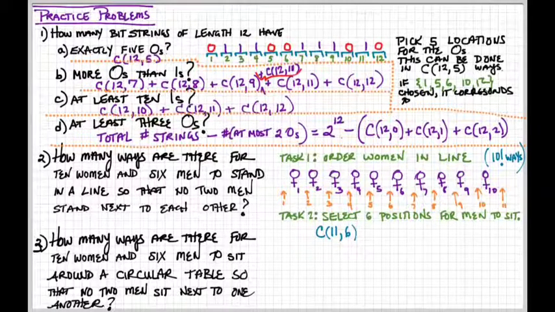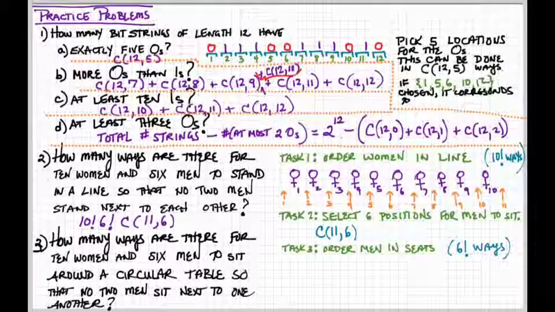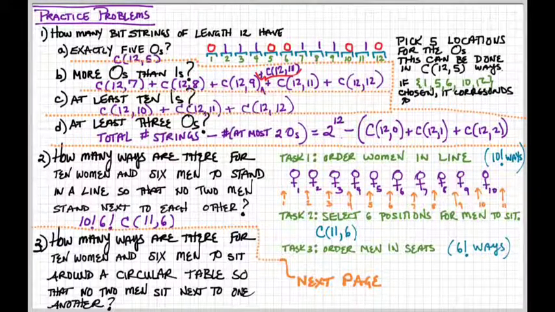And then after we've picked where the men are going to stand, we actually have to order the men in those positions, and that can be done in 6 factorial ways. So the answer here is going to be 10 factorial times 6 factorial times the combination of 11 things taken 6 at a time.